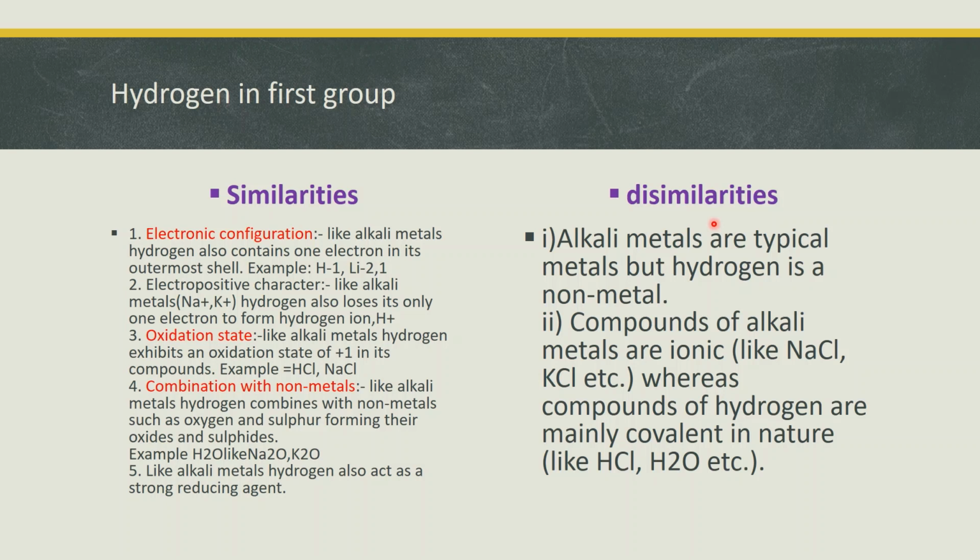What are the dissimilarities? Alkali metals are typical metals, but hydrogen is a non-metal, so we know that hydrogen is a gas. And the second point is that compounds of alkali metals are ionic. Sodium chloride is an ionic compound, potassium chloride is also an ionic compound, whereas compounds of hydrogen are mostly covalent in nature. Hydrogen chloride is covalent, and H2O is also a covalent compound. So these are the dissimilarities, the points which do not support placing hydrogen in the first A group.